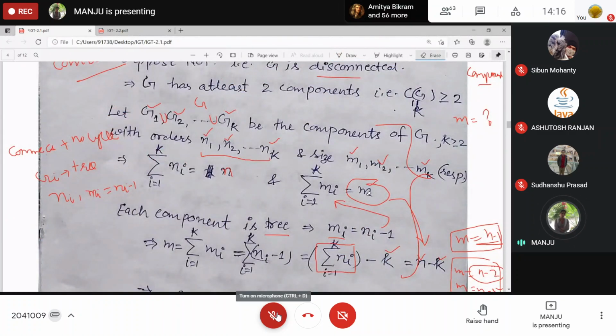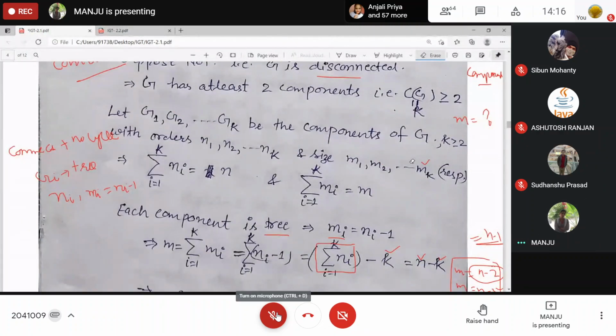Got it? So k components means take k components here, right? G1, G2, F1, F2, Fk, right? And each component is a tree. That's why you can just say the size of each component is ni minus 1, and then you just put it and you're getting n minus k. Clear?